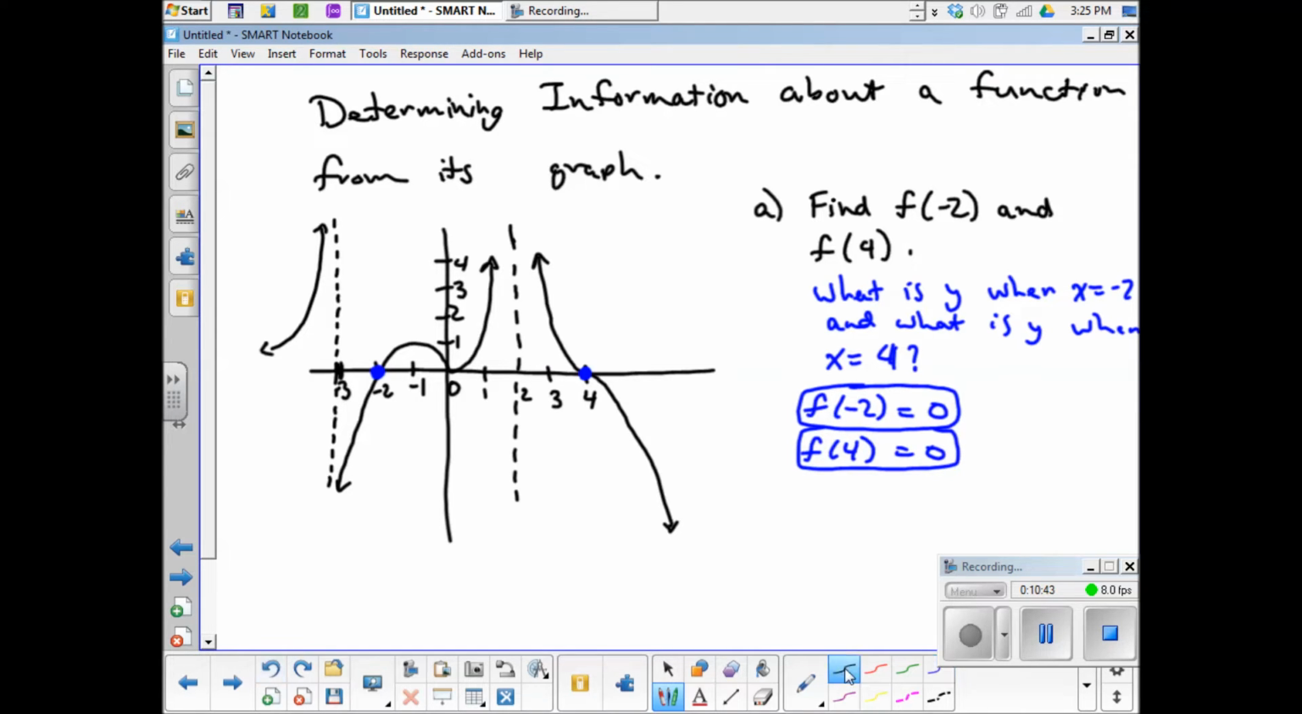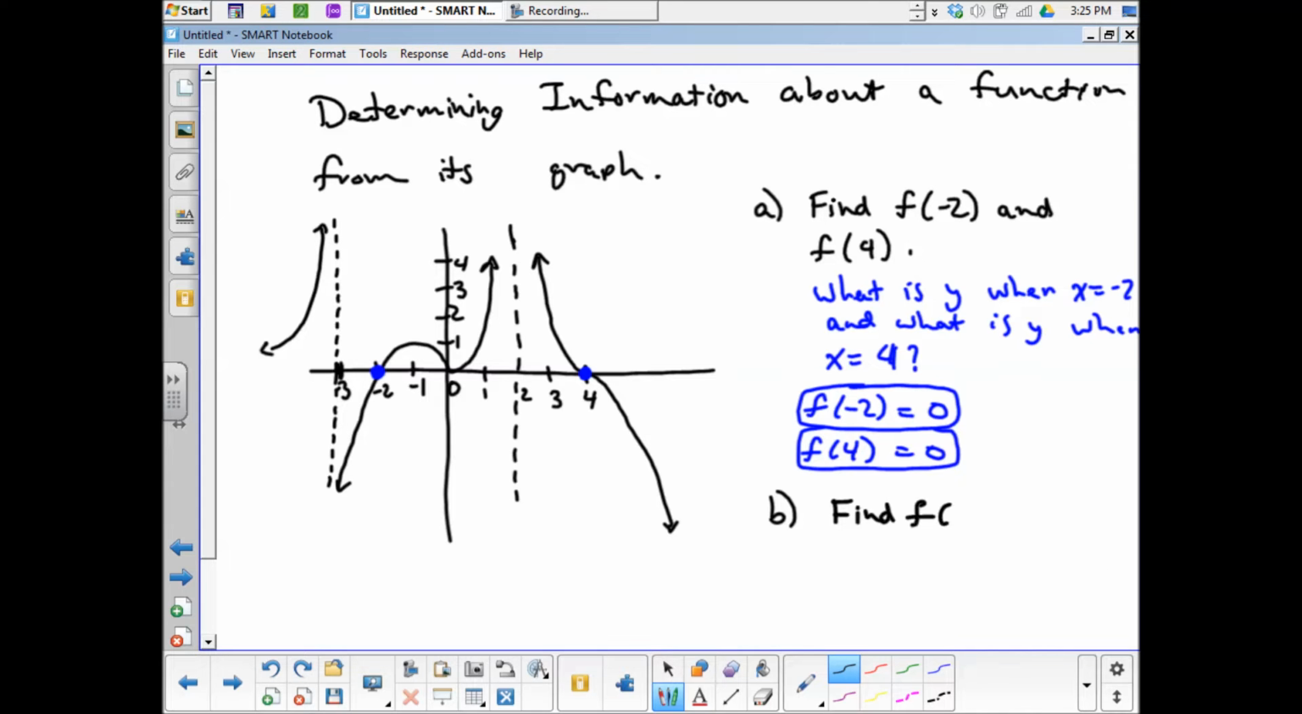Okay, let's try another one. Okay, how about find f of 1? So what does that mean? Well, that would mean find the point where x is 1. So that would be like this point right here. This is the point (1, 2). So the answer would be f of 1 is 2.